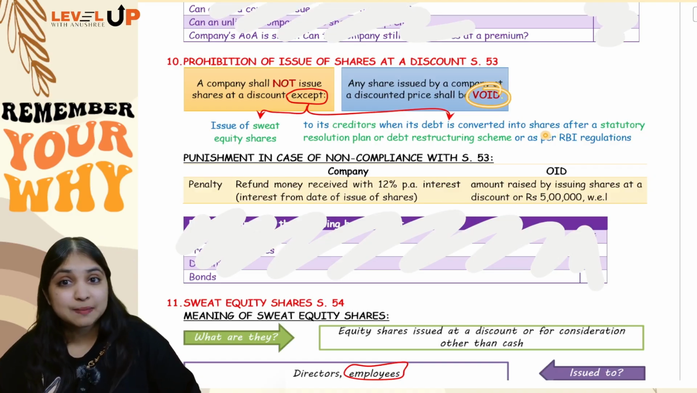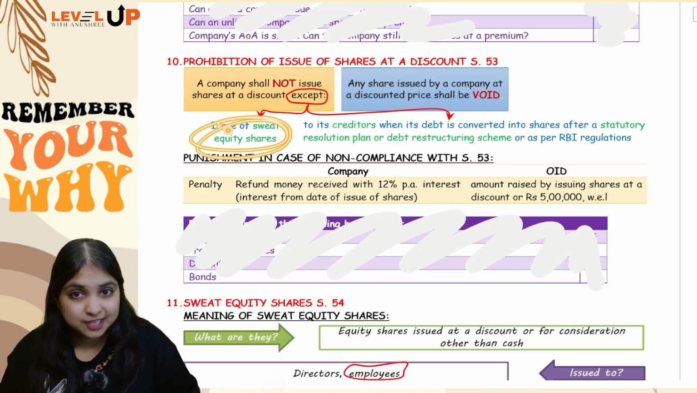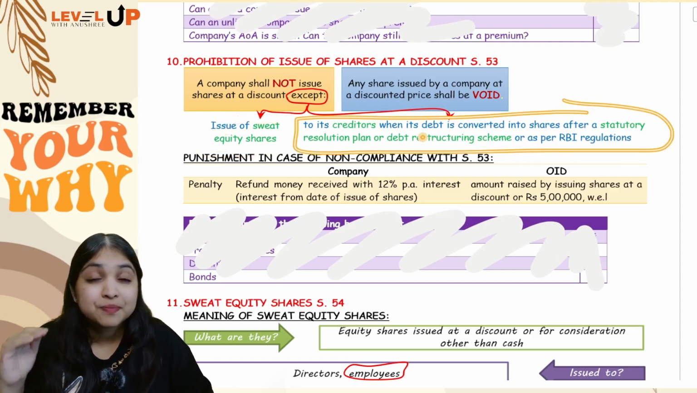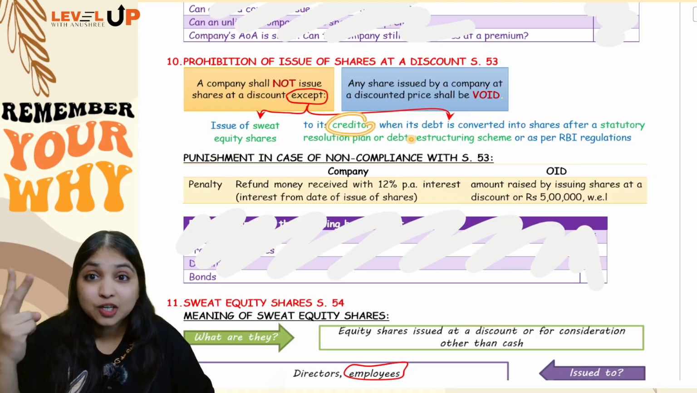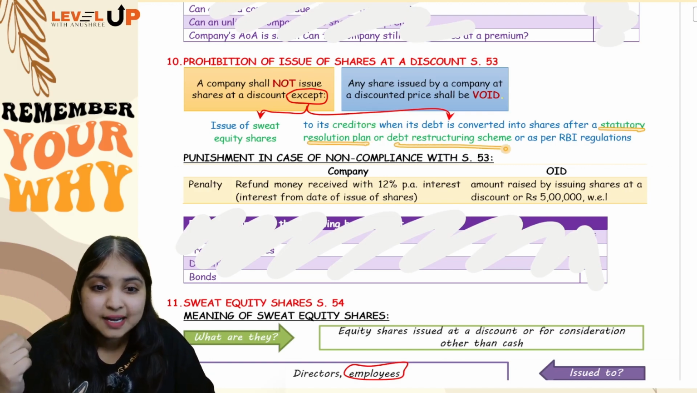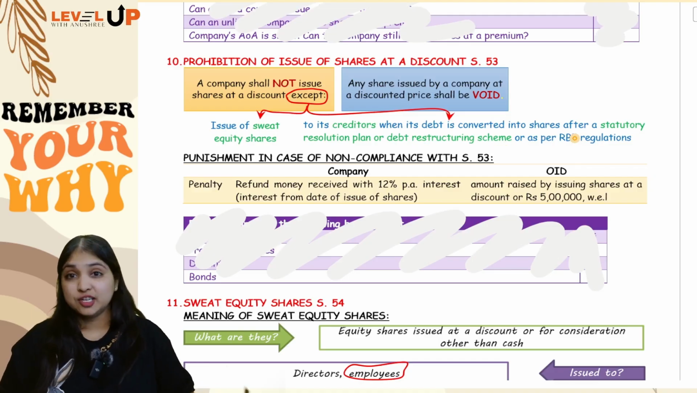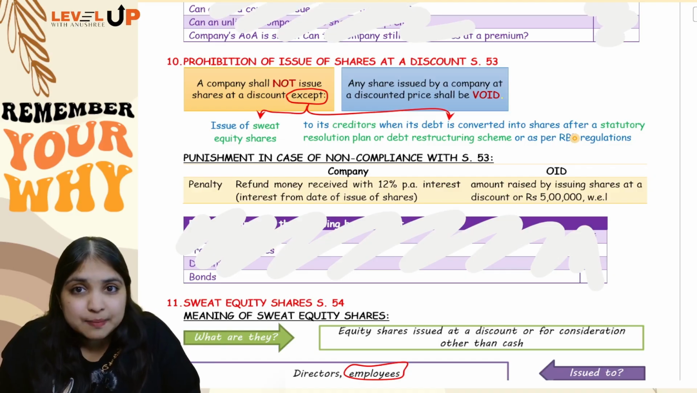But guys, there are 2 exceptional cases where the company can issue equity shares at a discount. One is sweat equity shares, and the second one has a lot of keywords. If you remember, in the second one, the company is issuing equity shares to creditors under 2 things: SRP, DRS, Statutory Resolution Plan, SRP, DRS, Debt Restructuring Scheme, as per RBI Act or as per Banking Regulation Act. Once again, generally the company cannot issue equity shares at a discount, but there are 2 exceptional cases where equity shares can be issued at a discount.